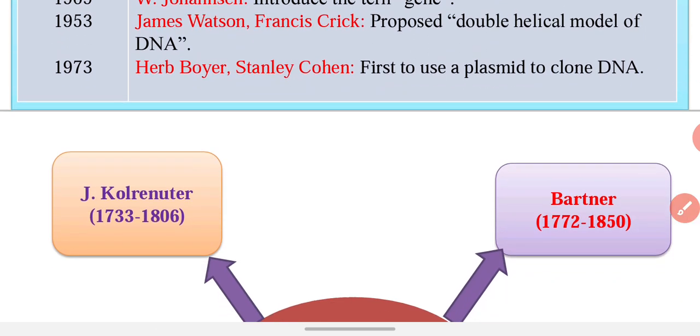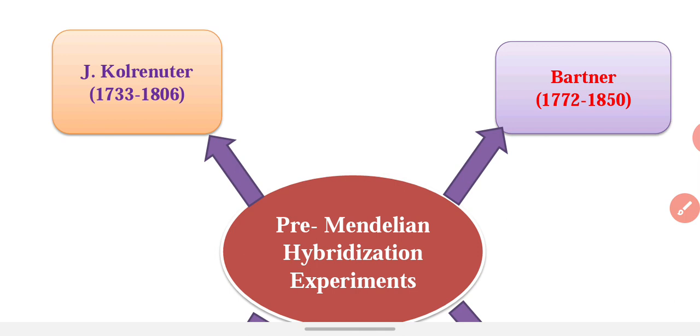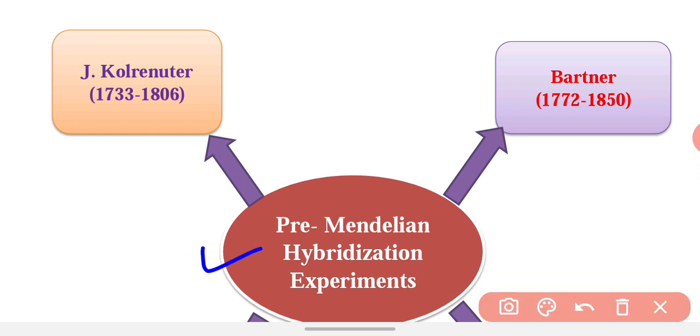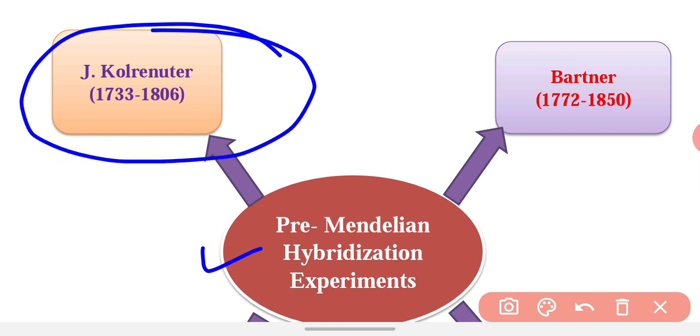In 1973, Herbert Boyer and Stanley Cohen were the first to use a plasmid to clone DNA, that means to make a duplicate copy of DNA. I will discuss some scientists related to experiments in genetics. First of all, I will discuss the pre-Mendelian hybridization experiments. Many scientists worked in the field of genetics to find out the reason for inheritance. Gregor John Mendel was not the first person to have conducted hybridization experiments on plants.